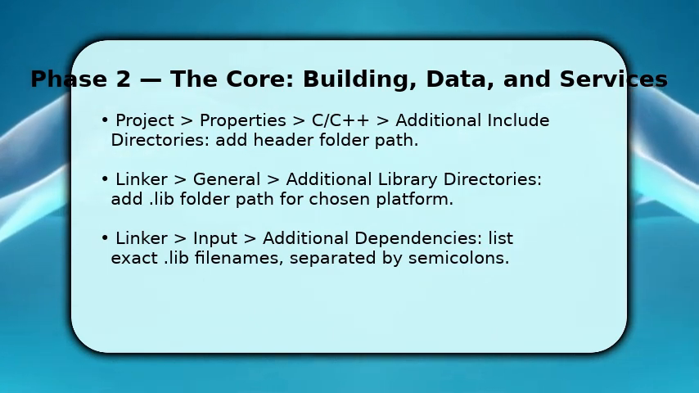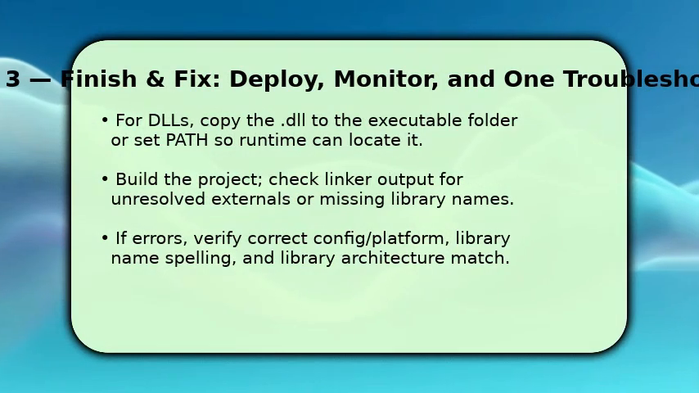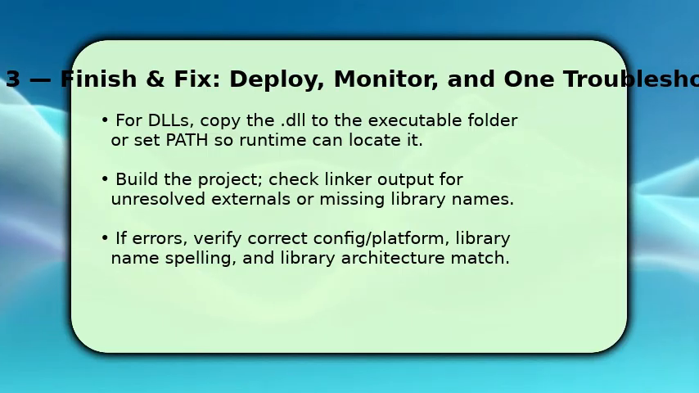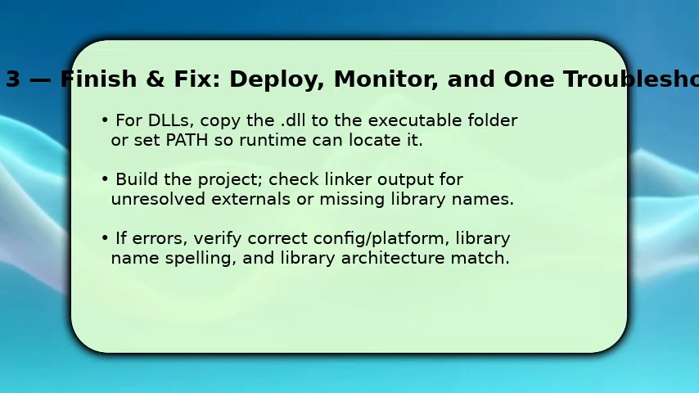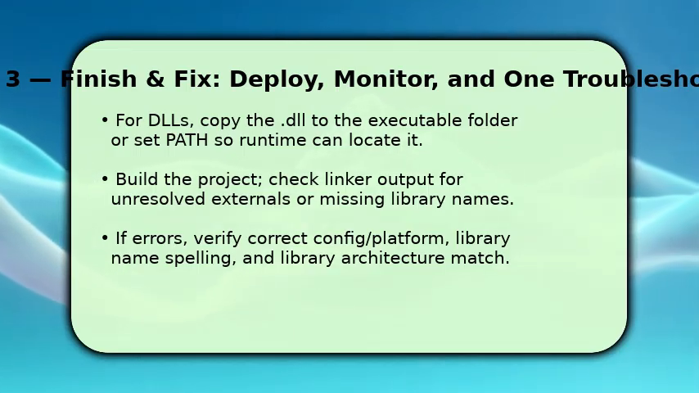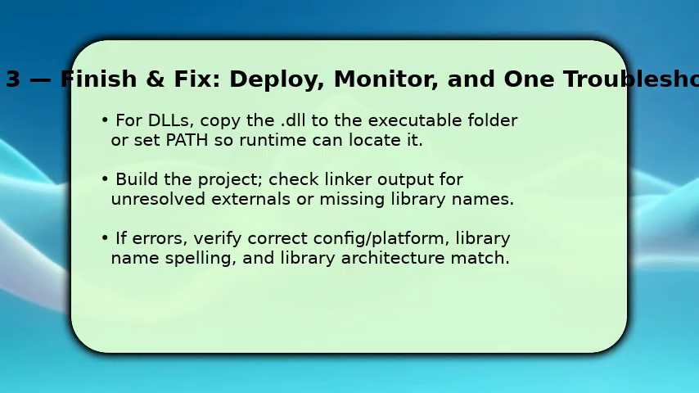You finish by ensuring runtime access and validating the build. If the library is a DLL, copy it next to the built exe or update the system path so the loader finds it at runtime. Then build the project and inspect the linker output. Unresolved externals tell you which symbols are missing and usually point to wrong lib or missing definitions.